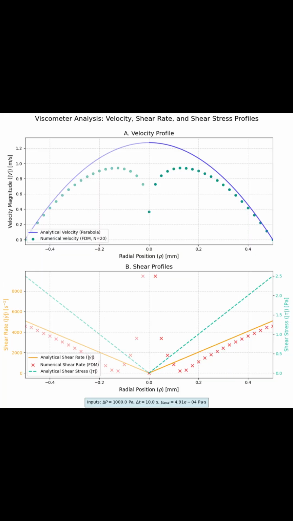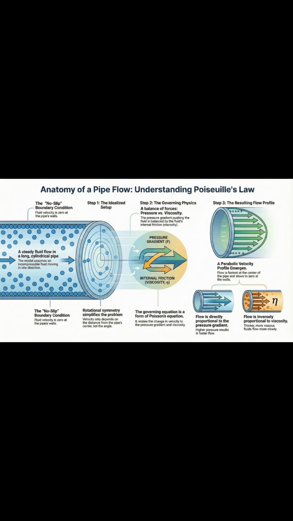First up, the flow is governed by a simple rule called Poisson's equation. It basically tells us that the fluid's movement depends on the pressure that's pushing it versus how sticky or viscous that fluid is. But here's the key part, the absolute rule you have to follow: the no-slip condition. It just means that any fluid touching the pipe wall isn't moving at all. It has zero velocity.